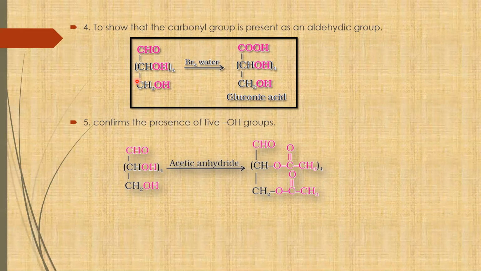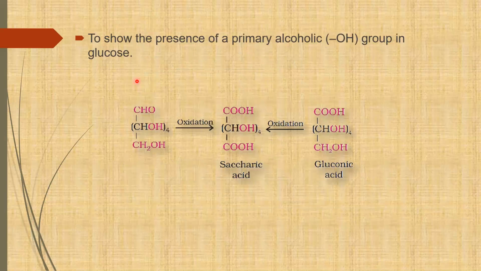When glucose undergoes acetylation in the presence of acetic anhydride, it gives glucose pentaacetate, which confirms that glucose contains 5 hydroxyl groups. Now, whether these hydroxyl groups are primary or secondary is shown by the reaction when glucose undergoes oxidation: it gives saccharic acid.